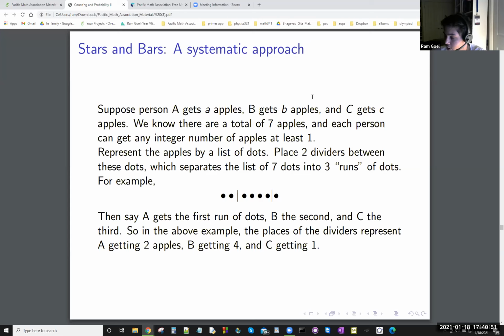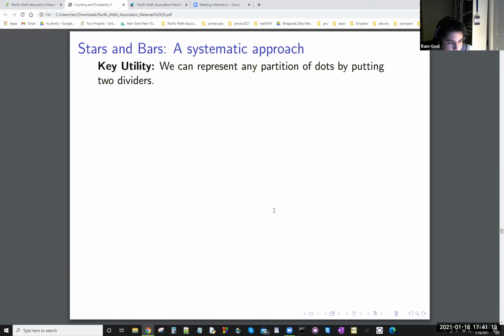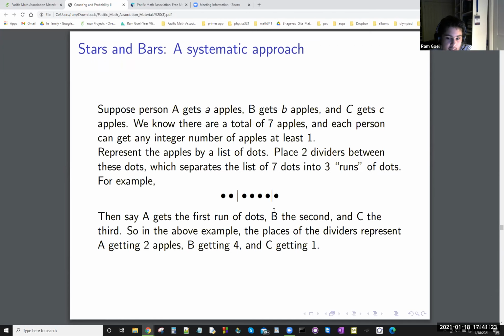So we're given a tuple A, B, C, say, which sums to 7, and there's a unique way to represent that using the dots. So A gets the first run of dots, B gets the second run of dots. Run just means a subset of the dots between the dividers. So it's just like a run of them. B gets the second run, and C gets the last run. So this example right here corresponds to 2, 4, and 1. Okay. Now the key utility here, and yeah, the dots represent the 7 apples.